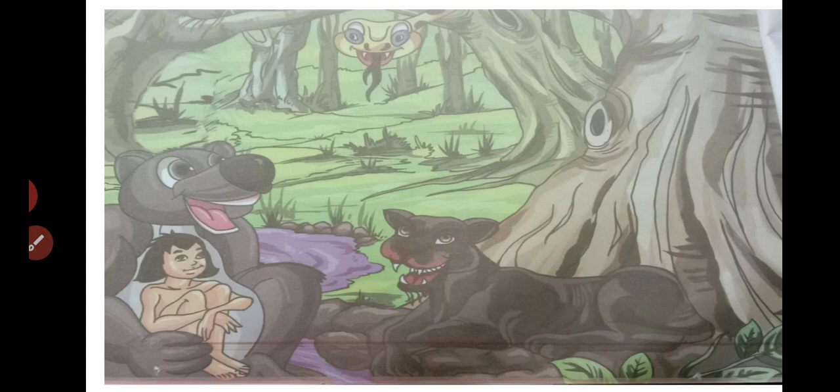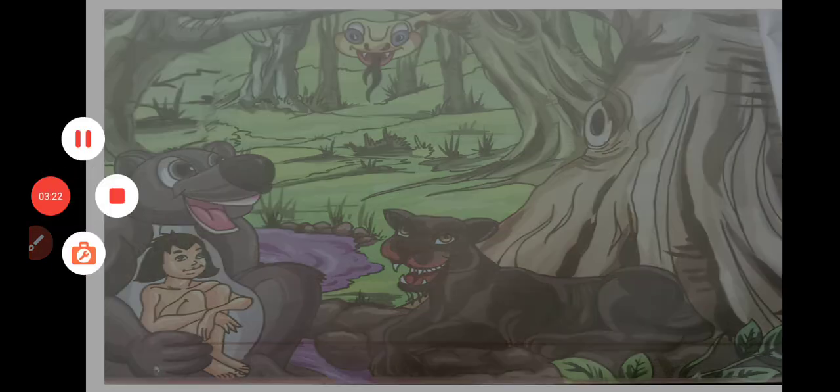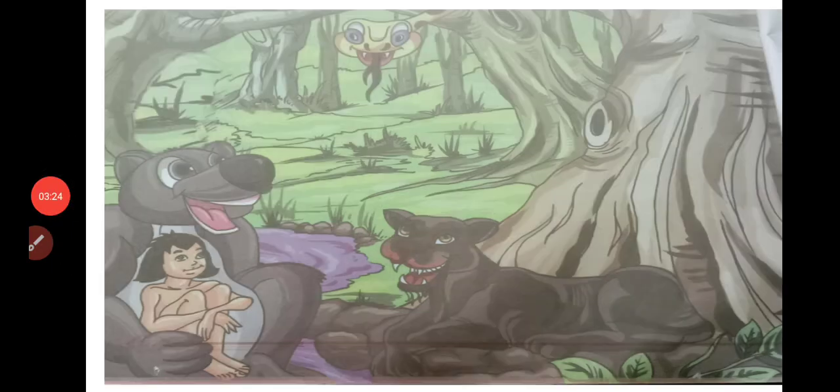Then the cat's young one is kitten. The dog's young one is called puppy. Then the chick's young one is called chicken. The rabbit's young one is called bunny.